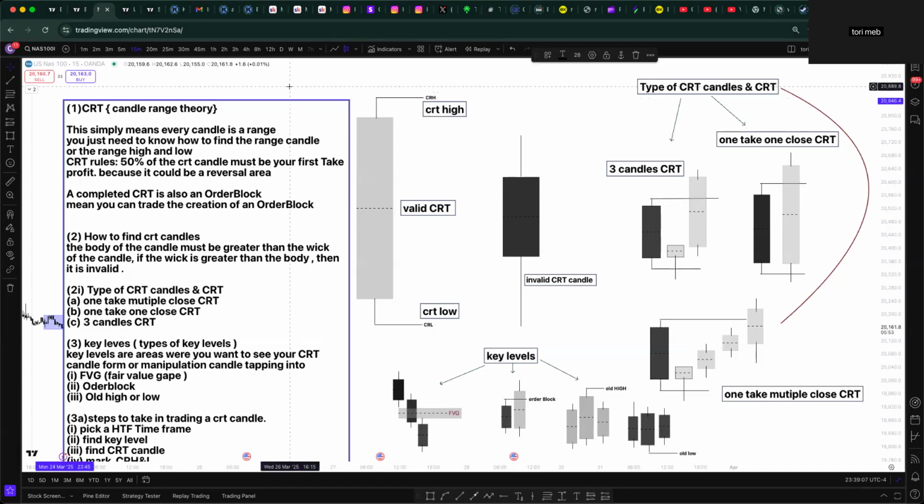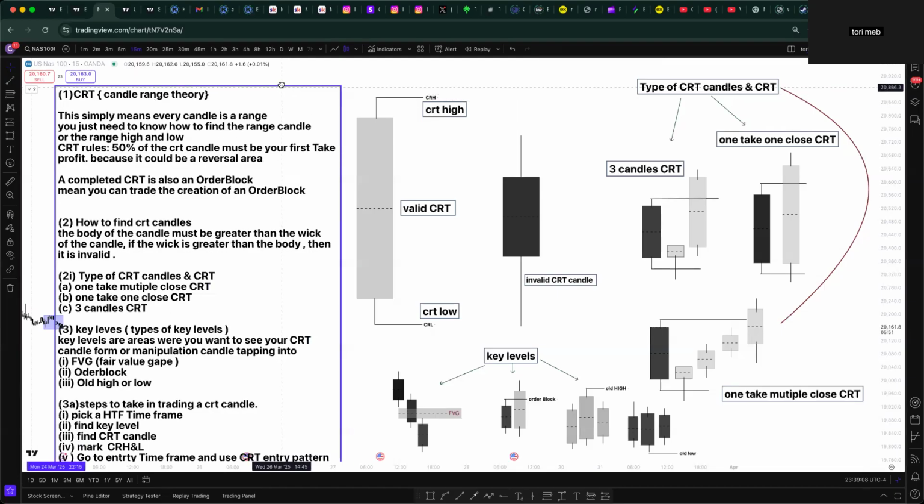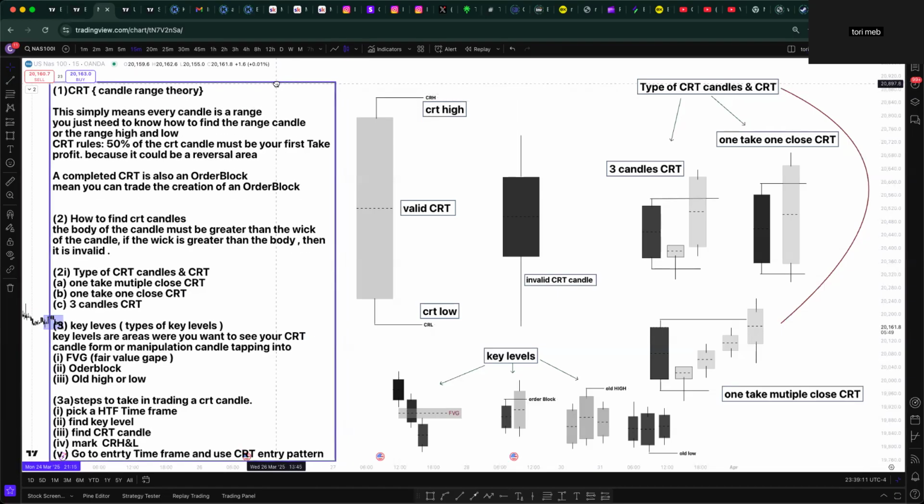I'll leave this here real quick. Sorry, I didn't talk about this in the first place, but now it's here. CRT rules: 50% of the CRT candle must be your first take profit because it could be a reversal area. So there's a way you measure to know the 50% of your CRT candle, because that should always be your first take profit, or you should take partials there and bring your stops to break even. If you don't understand that, you'll probably understand it later.